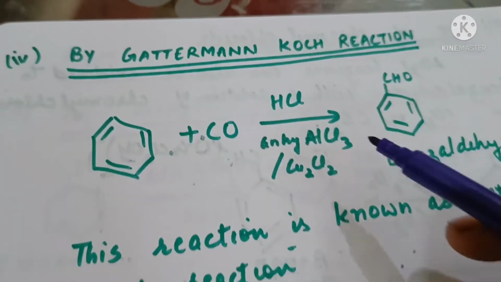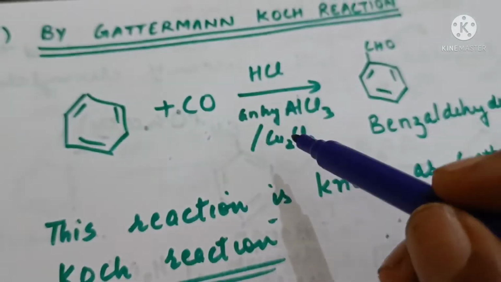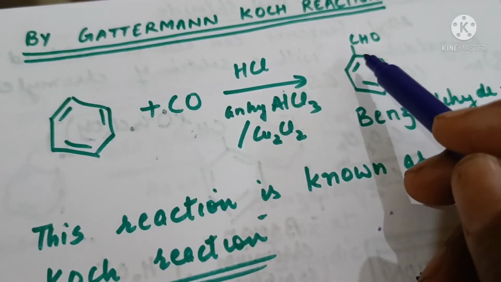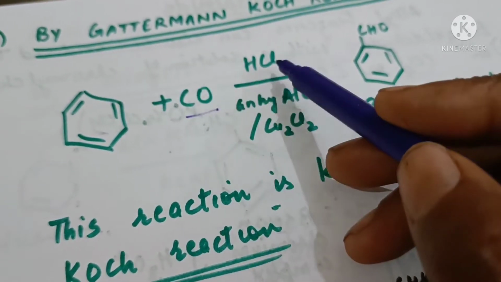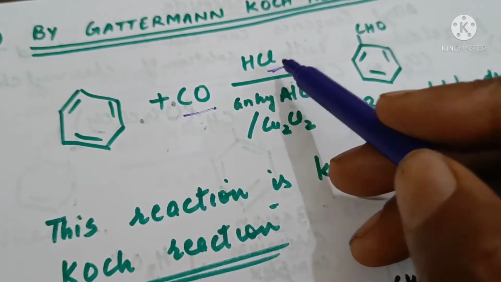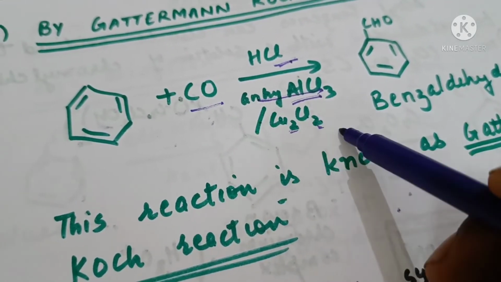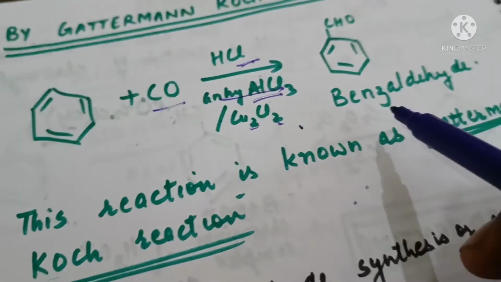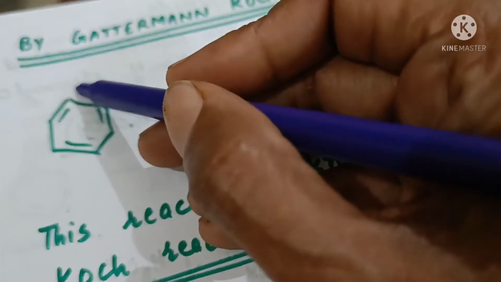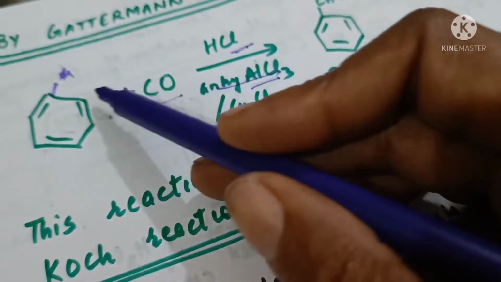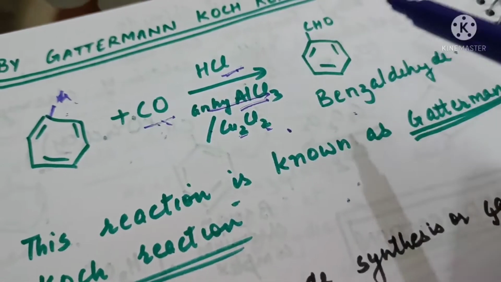Next reaction is Gattermann-Koch reaction. So benzene or benzene derivative can be converted into benzaldehyde by reacting with carbon monoxide in presence of hydrochloric acid using anhydrous aluminium chloride or cuprous chloride as catalyst. Benzaldehyde is formed. H is already present here, CHO group. This CO group also gets incorporated to form CHO.